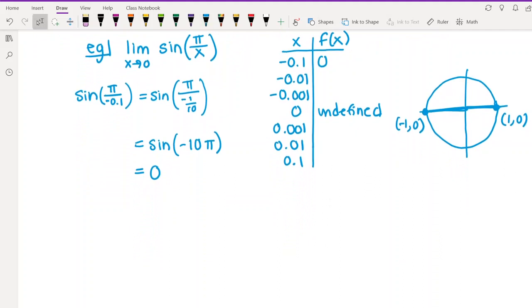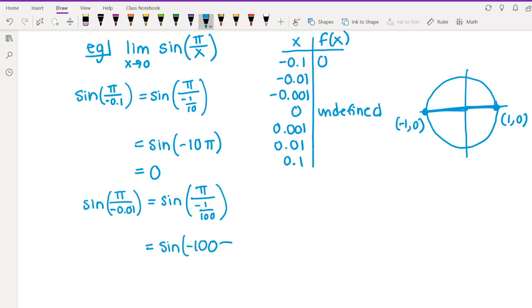Now, if we try the same thing with the next value, so sine of pi over negative 0.01, well, that's the same thing as sine of pi over negative 1/100, right? Because negative 0.01 is 1/100th. And so that's the same thing as sine of negative 100 pi. And same deal as what we saw over here, that's still a multiple of pi, so you still get 0. And basically the same thing is going to happen for all of these, right? Anytime you're plugging in 0.1, 0.01, 0.001, if you simplify it, you're going to end up with a multiple of pi and you're going to get 0.